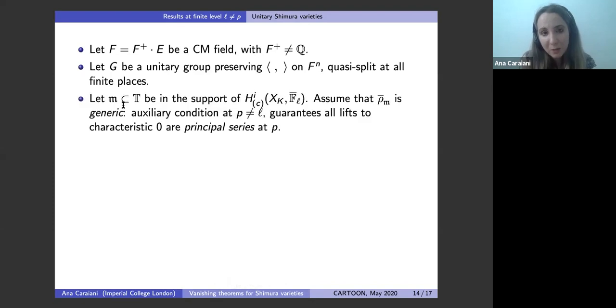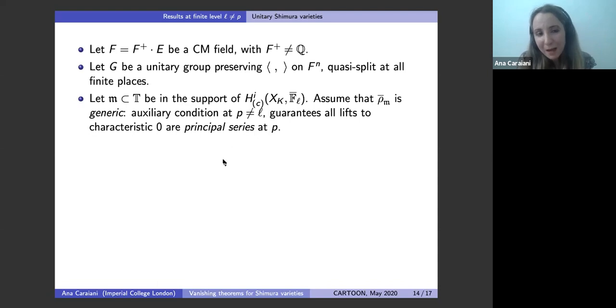And then you can take M to be a maximal ideal that is in the support of one of these cohomology groups with mod L coefficients. And for a finite level result, you see one difference even on the level of conjectures. For completed cohomology, you just expect vanishing without caring about Hecke eigenvalues. At finite level, you will always have cohomology in degree 0, for usual cohomology.